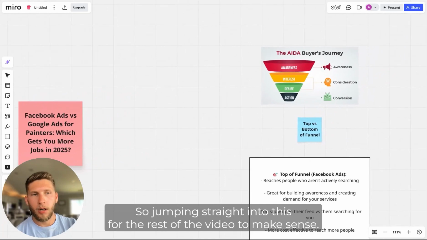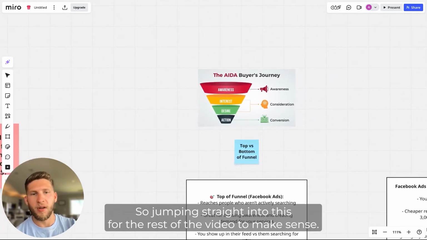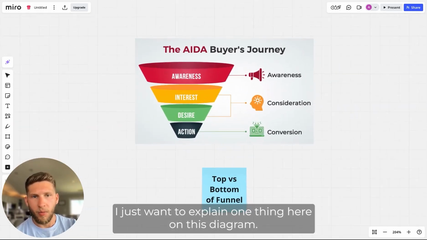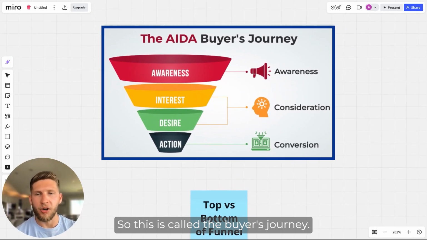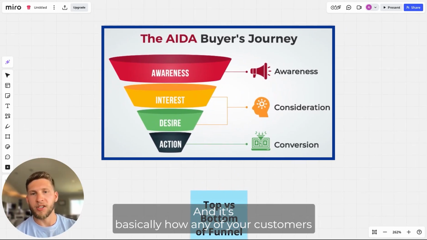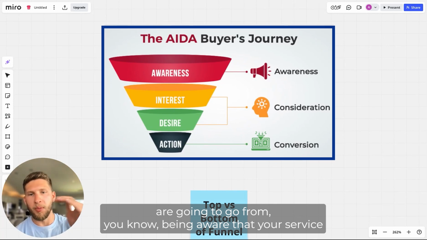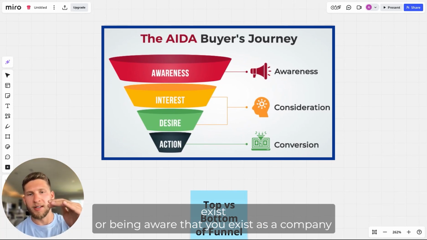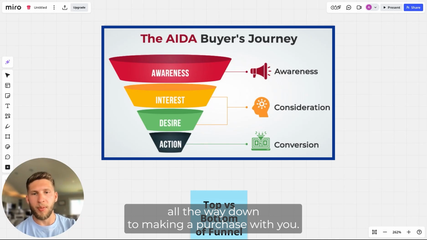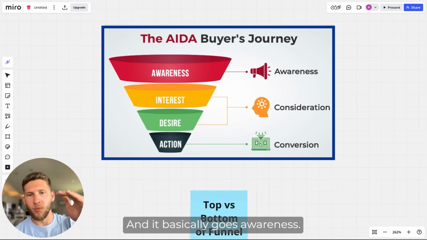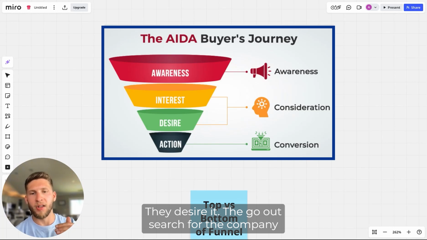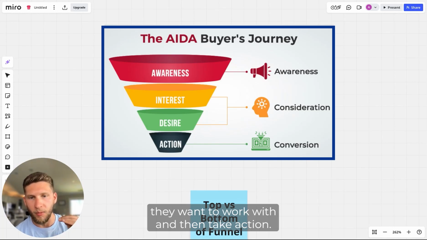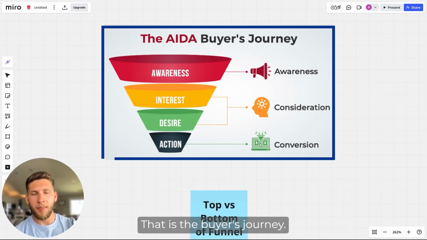Okay, so jumping straight into this, for the rest of the video to make sense, I just want to explain one thing here on this diagram. This is called the buyer's journey, and it's basically how any of your customers are going to go from being aware that your service exists, or being aware that you exist as a company, all the way down to making a purchase with you. And it basically goes awareness. They get interest in getting the service done. They desire it, so they go out, search for the company they want to work with, and then take action. That is the buyer's journey.